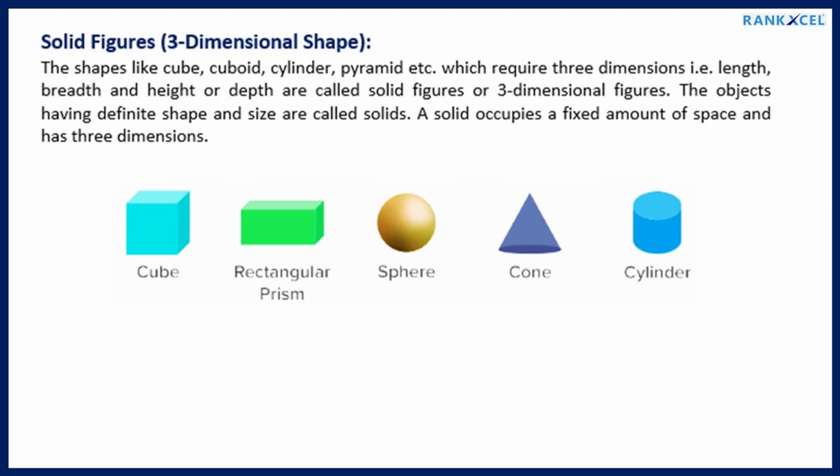Solid figures, three-dimensional shapes. The shapes like cube, cuboid, cylinder, pyramid, etc., which require three dimensions, that is length, breadth and height or depth, are called solid figures or three-dimensional figures. The objects having definite shape and size are called solids. A solid occupies a fixed amount of space and has three dimensions.